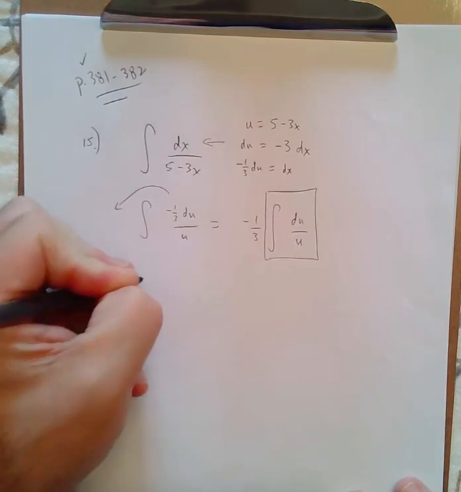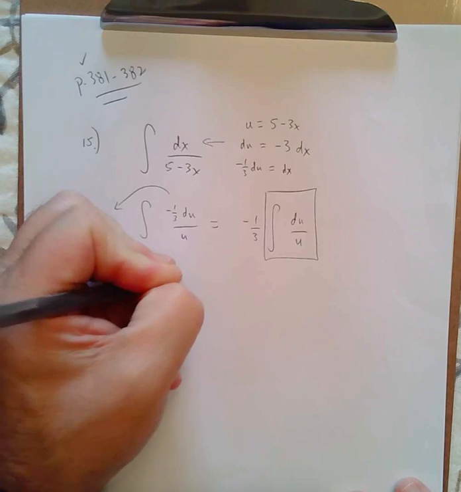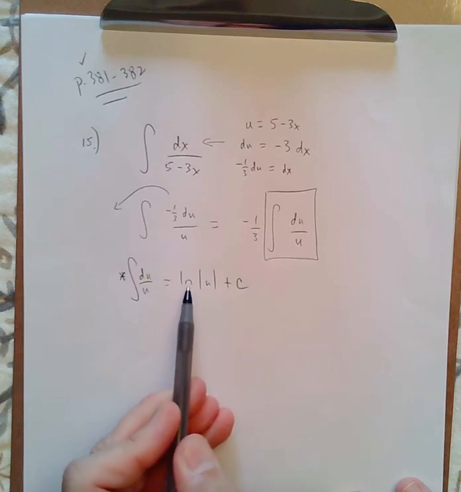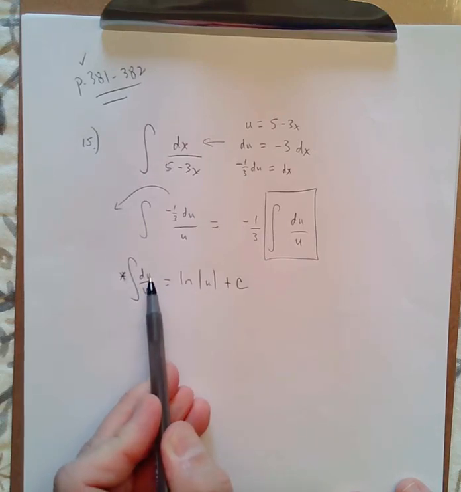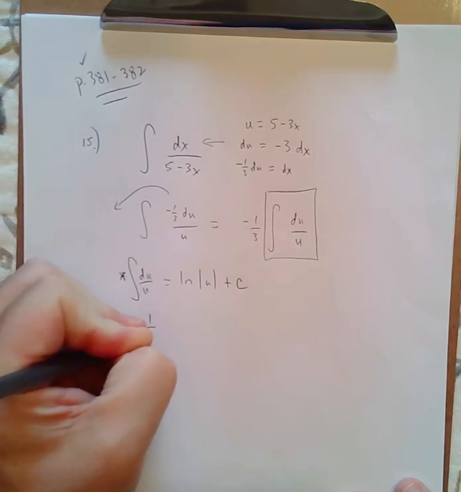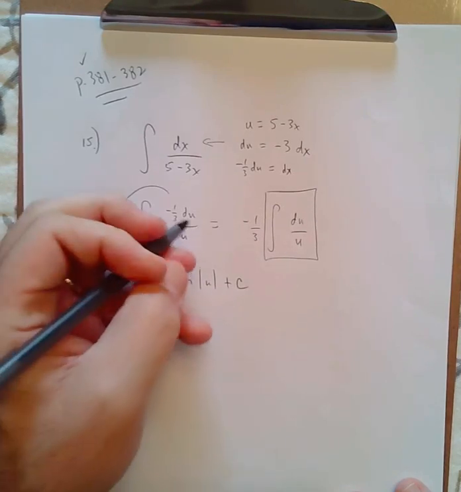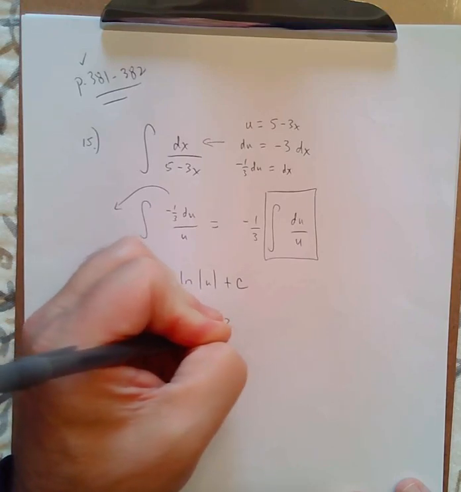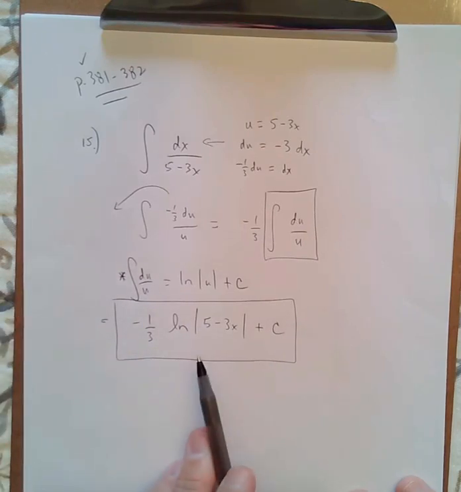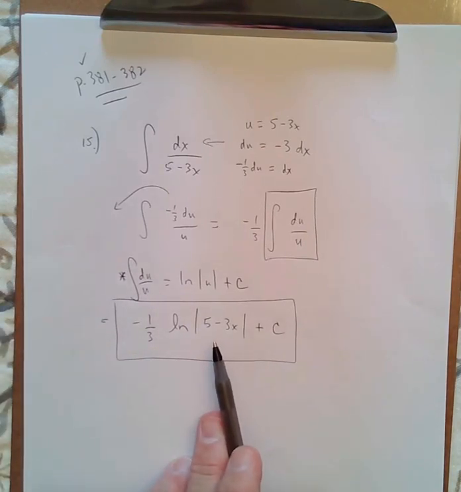Because the integral of du over u is the natural log of the absolute value of u plus c. Because the derivative of the ln of u is 1 over u du. So if you get this integral, then that's where the answer comes about. Negative 1/3 times the ln of the absolute value of 5 minus 3x plus c. Okay? The reason why it has to be absolute valued is because the natural log, the domain is the positive reals. So anything in here has to be positive. So that's number 15. Okay?